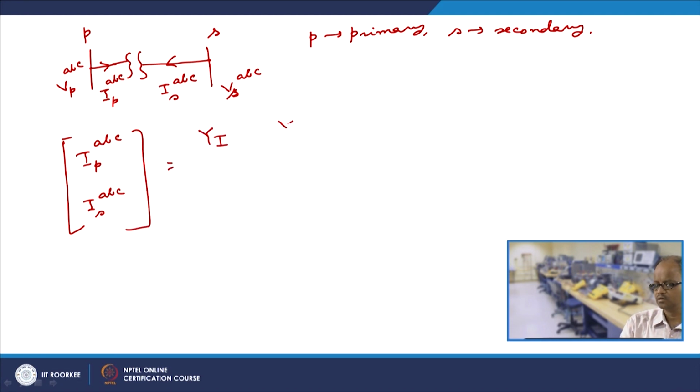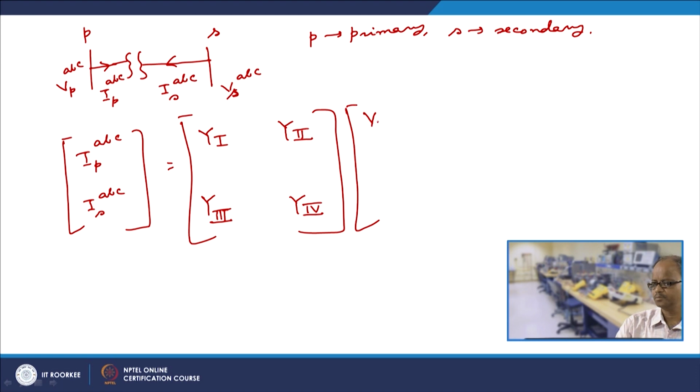Y1, Y2, Y3, Y4, times VP ABC, VS ABC. This position is essentially the PP position, that is, it is connecting the primary current with the primary side voltage.